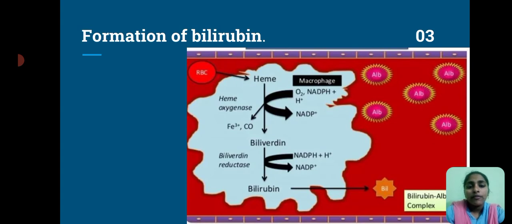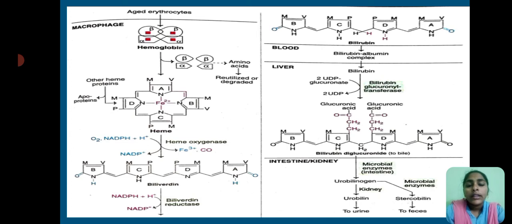Next, formation of bilirubin. The RBCs which are present in our body generally have a lifespan of approximately 120 days. After the completion of their lifespan, they enter into macrophages and release hemoglobin. Here, the released hemoglobin releases heme, and heme is converted into biliverdin and then to bilirubin. Now we can observe the complete catabolism of heme.